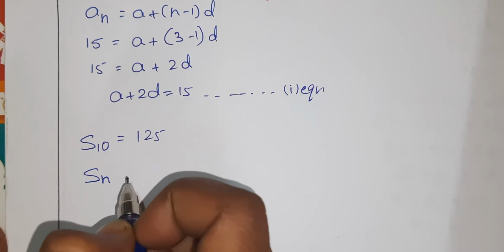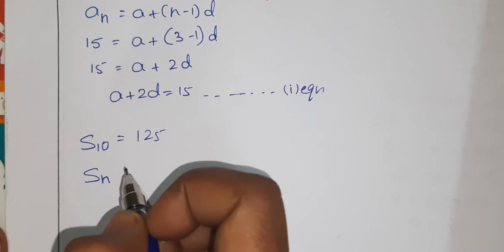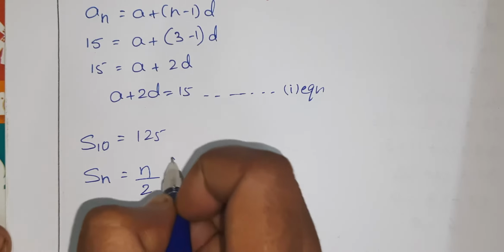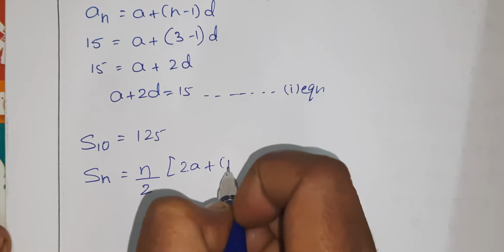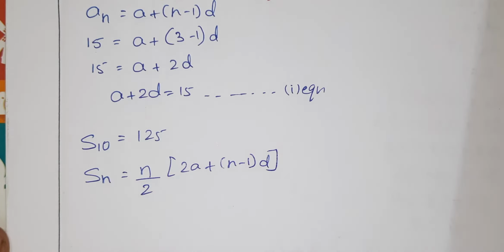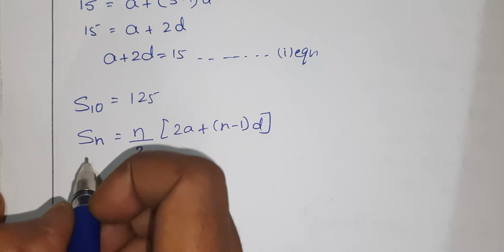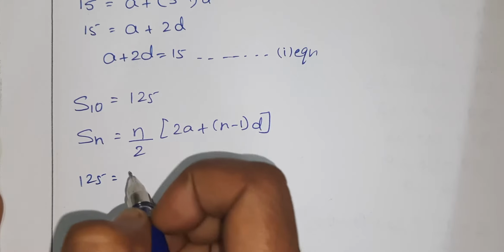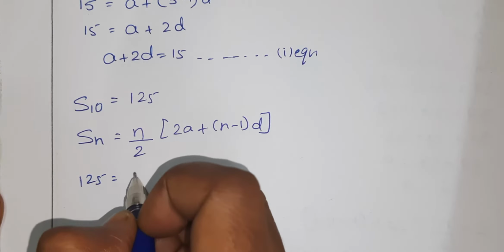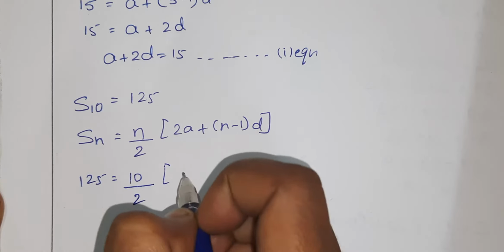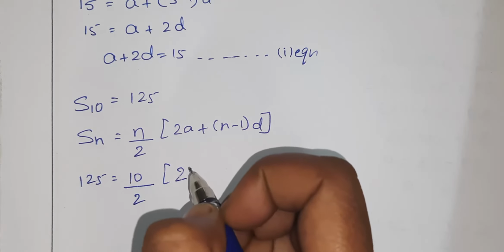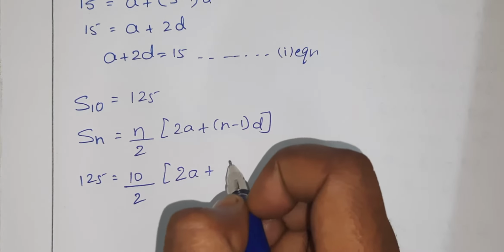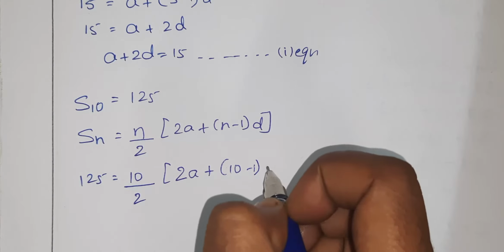What is the formula for finding sum? It is Sn equals n by 2 into 2a plus n minus 1 into d. What is the value of Sn? It is 125. Here n is 10 into 2a plus 10 minus 1 into d.